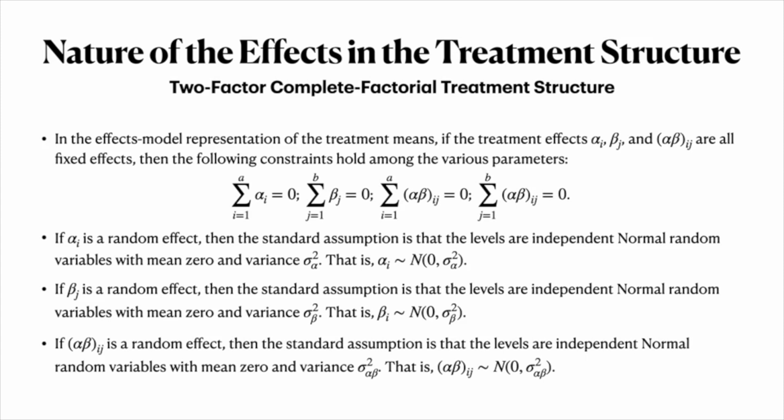Similarly, if beta j is a random effect, then the standard assumption is that the levels of the beta j's are independent normal random variables as well, with mean zero and variance denoted by sigma squared sub beta. And then finally, if the alpha beta ij's are random effects, then the standard assumption is that their levels are independent normal random variables with mean zero and its own variance, sigma squared sub alpha beta.